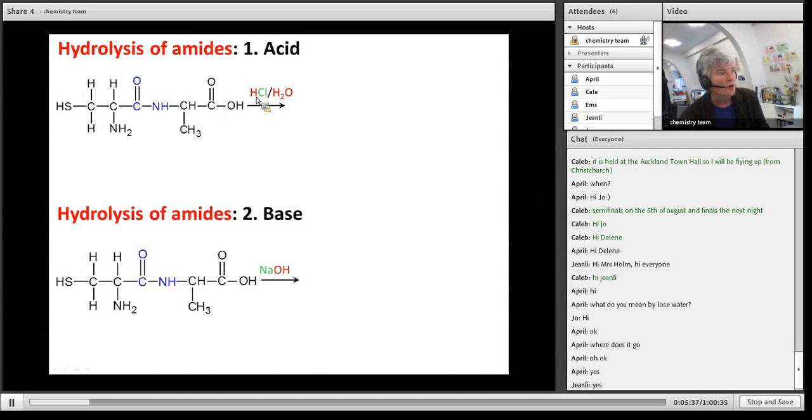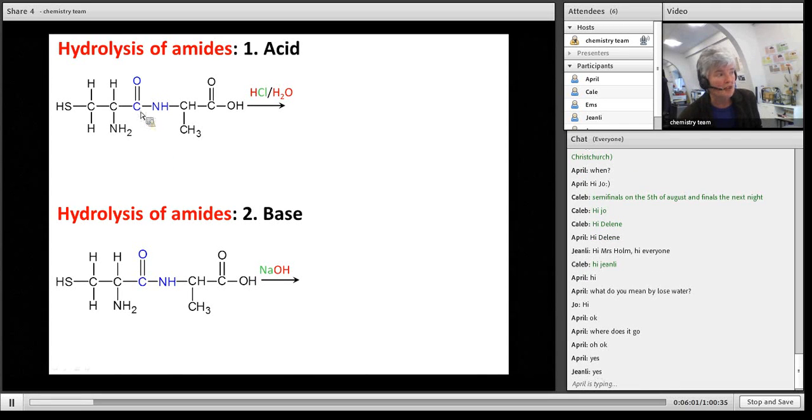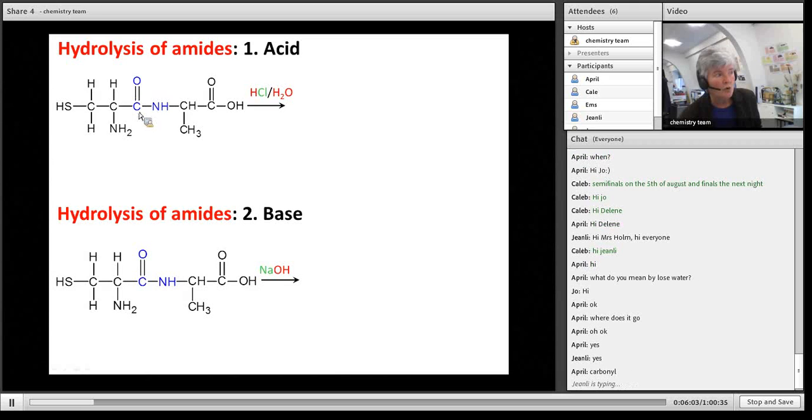So where do you think the H is going to add on to? Sorry, that's just acting as a catalyst. But for the H2O, think of H2O as H and OH. So OH, you've got a negative oxygen. Which part is the oxygen going to add on to, this carbonyl or the nitrogen? Because this peptide bond has to break.